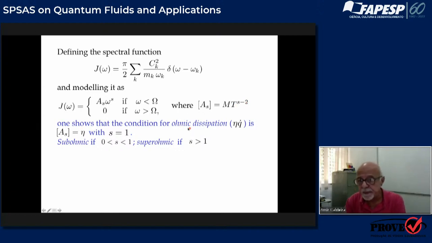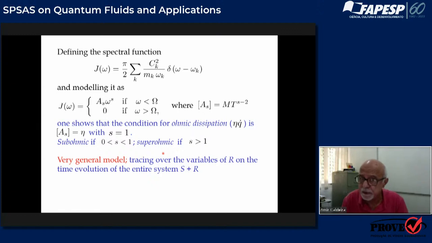For ohmic dissipation, for instance, eta q dot in the equation of motion, this s is equal to 1. So when s equals 1, we have the so-called ohmic dissipation, which gives us eta q dot in the equation of motion. Then we have subohmic for s between 0 and 1, and superohmic when s is greater than 1. For instance, the Abraham-Lorentz equation for the radiation damping goes as omega cubed, and omega cubed will give us X triple dot in the equation of motion.